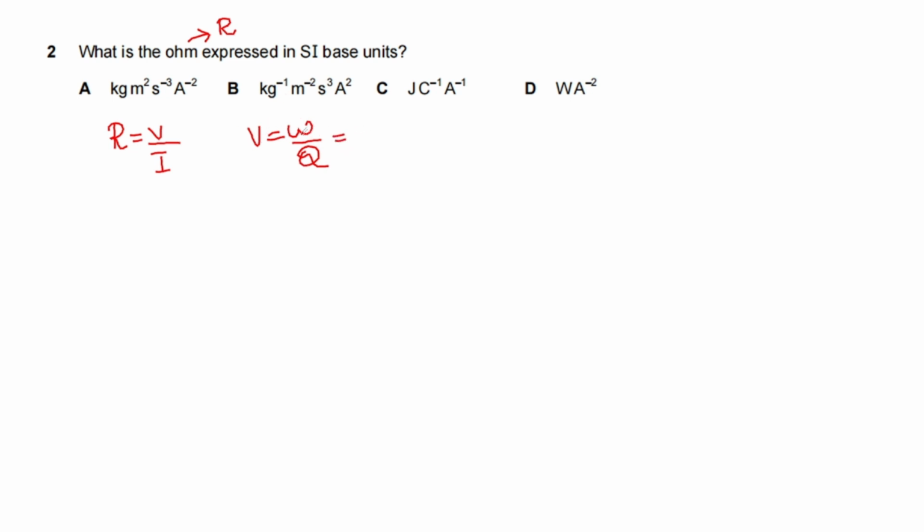So you can just break down this expression: work done is force multiplied by distance, then divided by charge. Force is mass times acceleration, right? So this would be the basic equation for voltage. So using this equation, you can find out the SI base unit for voltage by considering the unit of these quantities. So mass is kilogram, acceleration is meter per second squared, and this is the distance, which is also measured in meter, divided by the unit of charge.